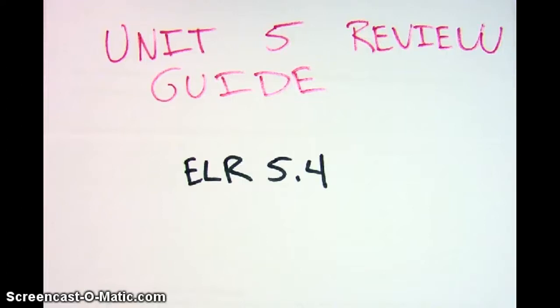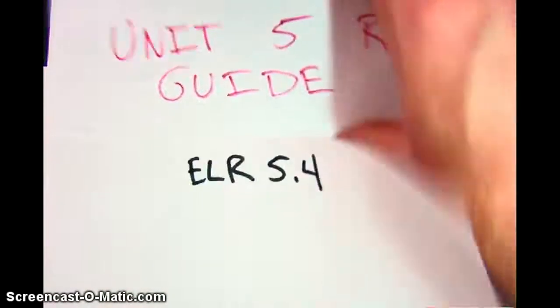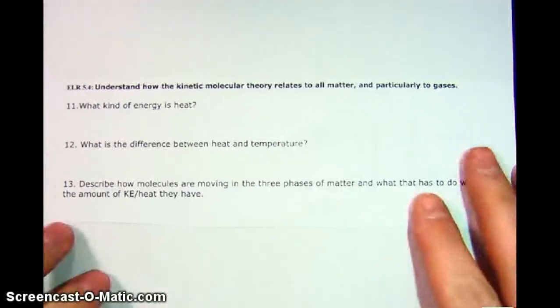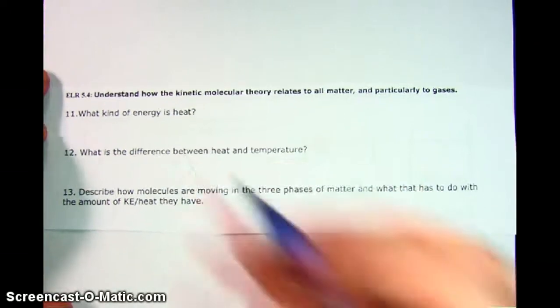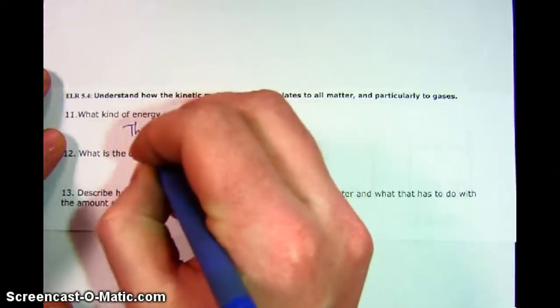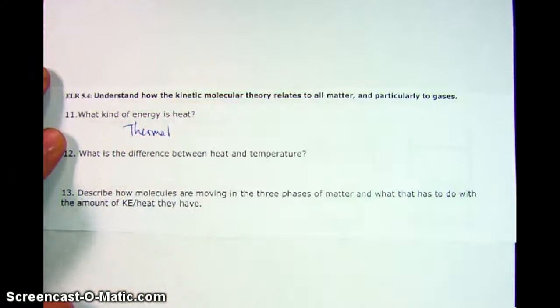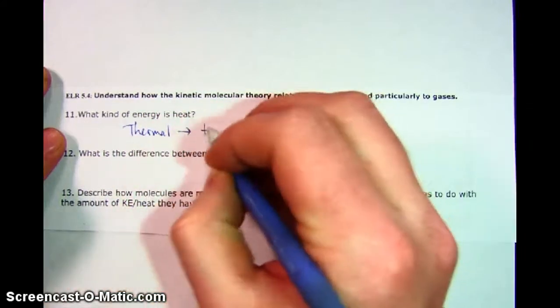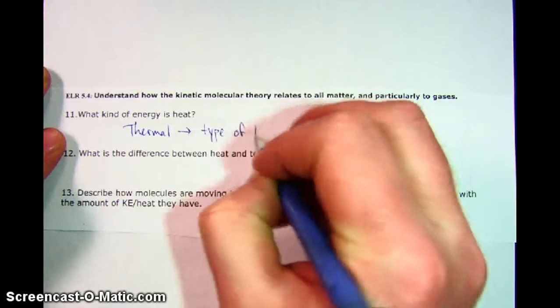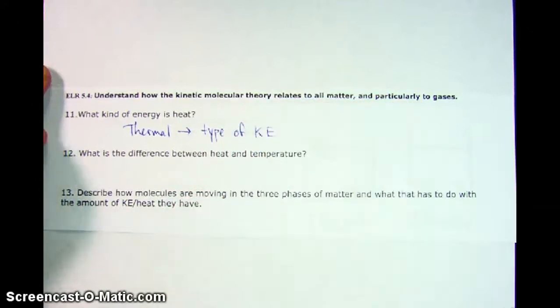This is the Unit 5 review guide for ELR 5.4. Here are the questions for that ELR. The first question says, what kind of energy is heat? Well, remember back to the last unit when we talked about types of energy. Heat is thermal energy. And to be more specific, thermal energy is the motion of particles, which is a type of kinetic energy.